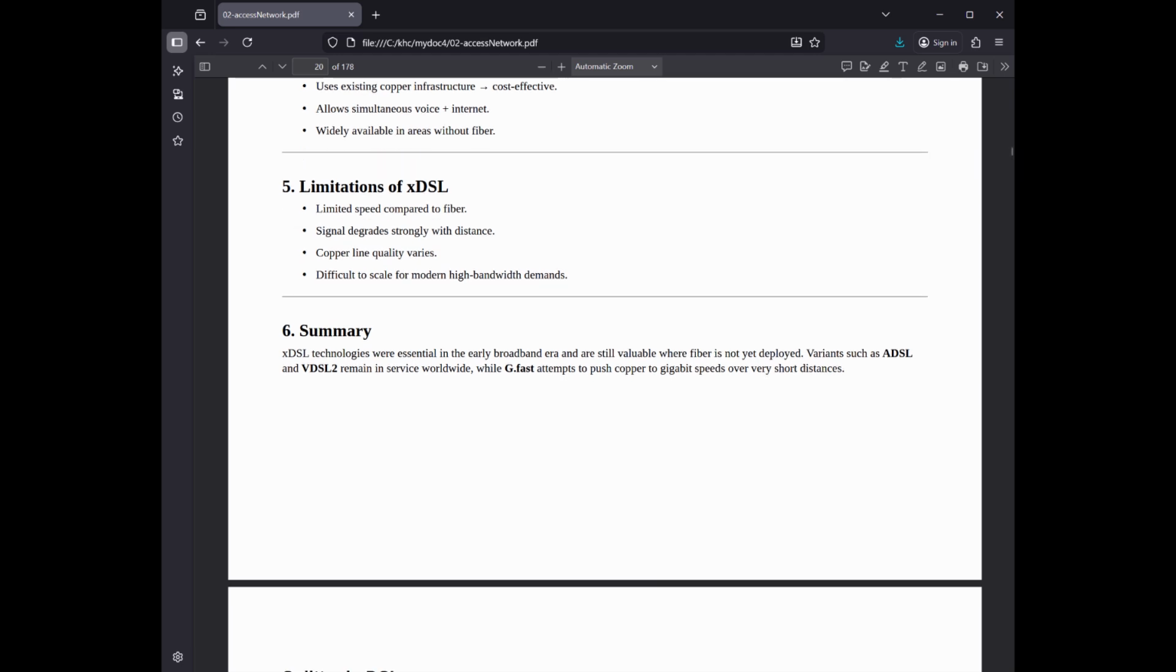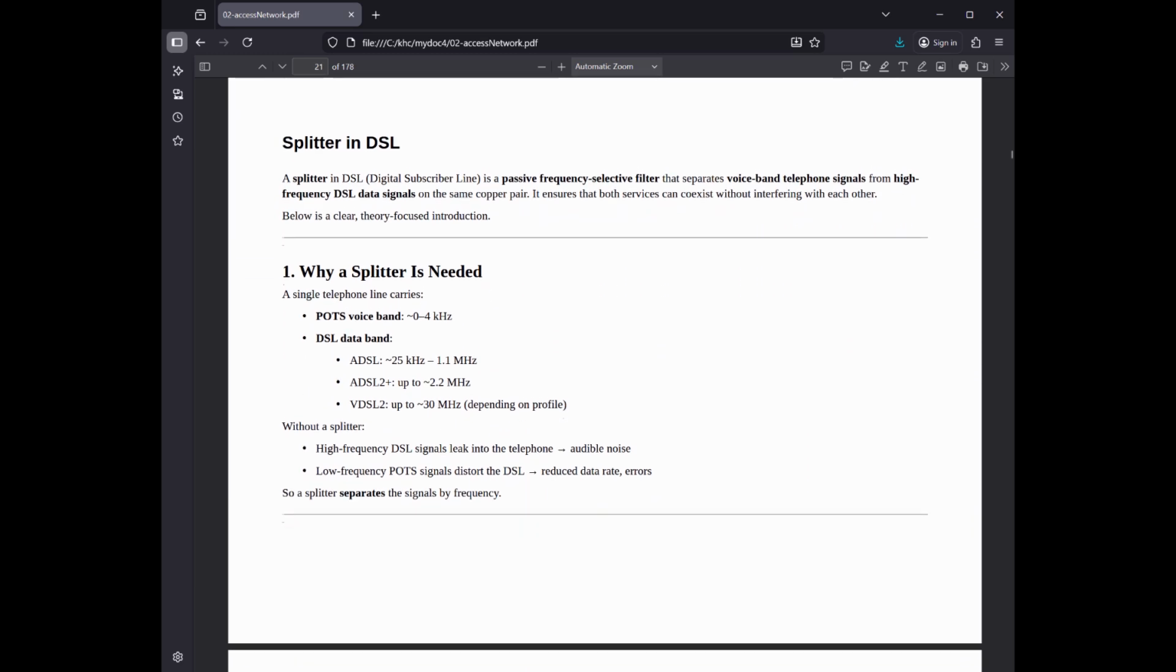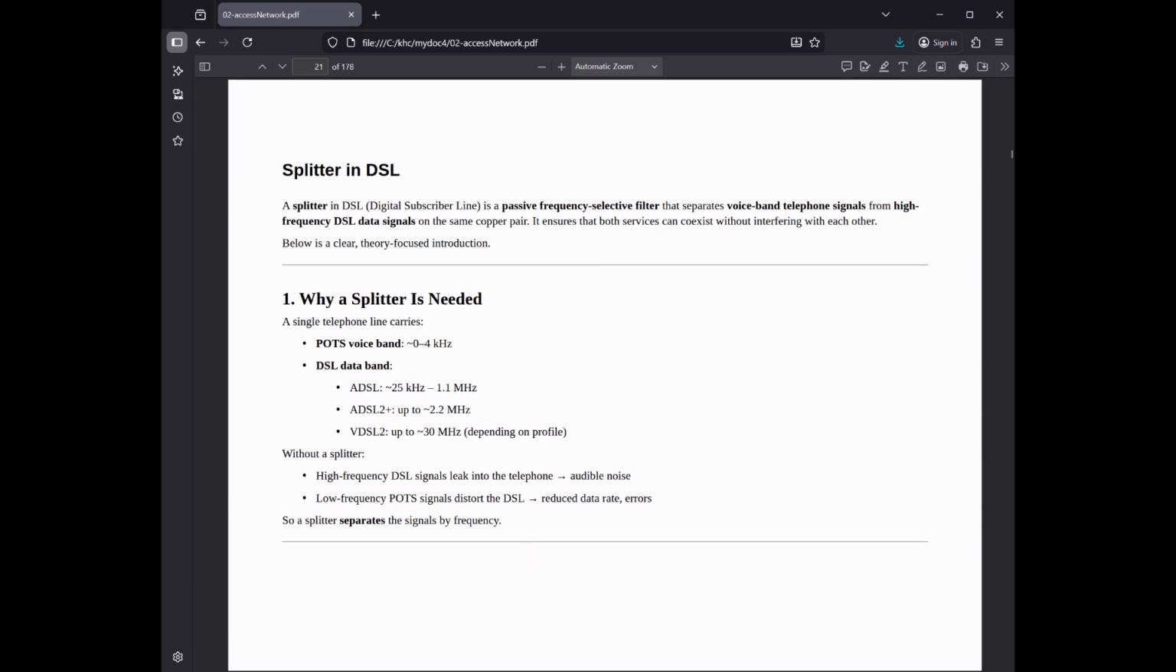Splitter in DSL. In a DSL, digital subscriber line, system, a splitter is a critical hardware component used to separate voice and data signals that travel simultaneously over the same copper telephone line. Primary function, signal separation. Because DSL uses different frequency bands for voice and internet traffic, a splitter acts as a gateway to ensure each signal reaches the correct device. Voice, low frequencies. Traditional telephone service, POTS, operates at low frequencies, typically between 300 Hz and 4 kHz. Data, high frequencies.